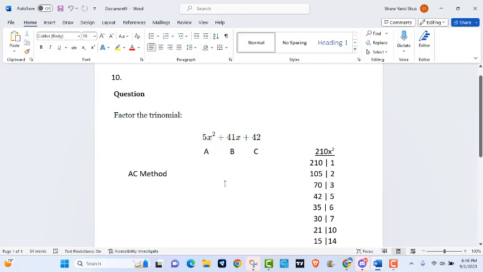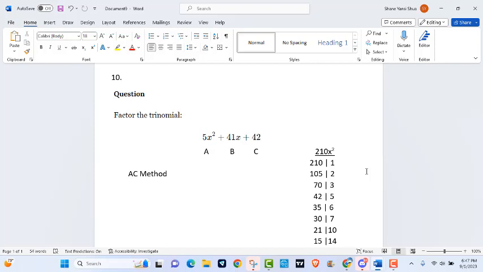Now what you're going to do is multiply the A term times the C term, hence AC method, and you're going to find out what that product is. So 42 times 5x squared gives you 210x squared. All right. Now, again, I know this next part is a little bit tricky. Most of you haven't seen it. Don't worry about it. Again, just follow these steps, okay?